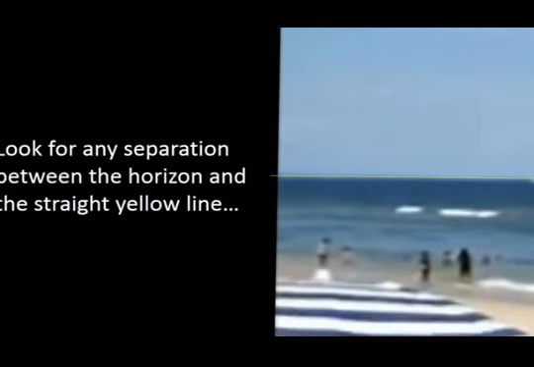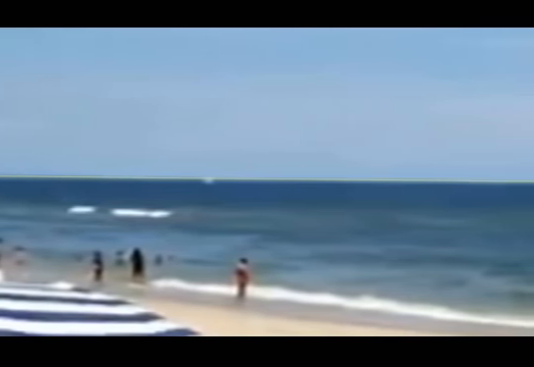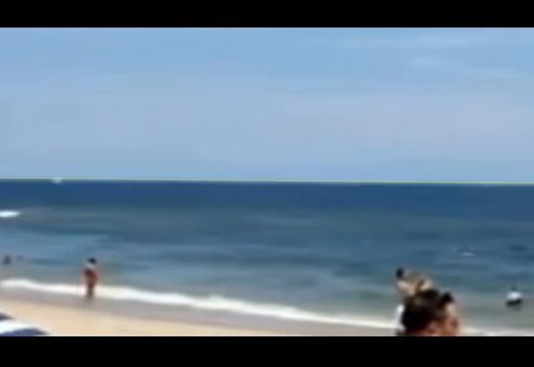Look for any separation between the horizon and the straight yellow line, especially at the beginning of the picture and at the end, or the right side of the picture. That's where they say you'll see curvature. So we look, and I put a little gap between the line and the horizon. And there we go. Looks perfect. Okay, and we're going to maintain that gap all the way across.